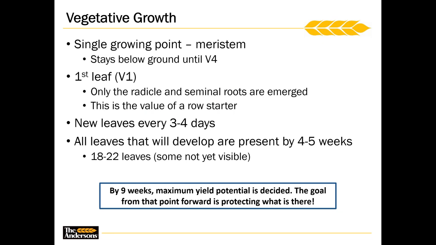After that point in time, it's really about protecting what's there and protecting that potential. So if you think about that first 30 days, that second 30 days, or that first 60 day time frame there, it's really about building the frame and the potential. And after that, it's about protecting that potential.